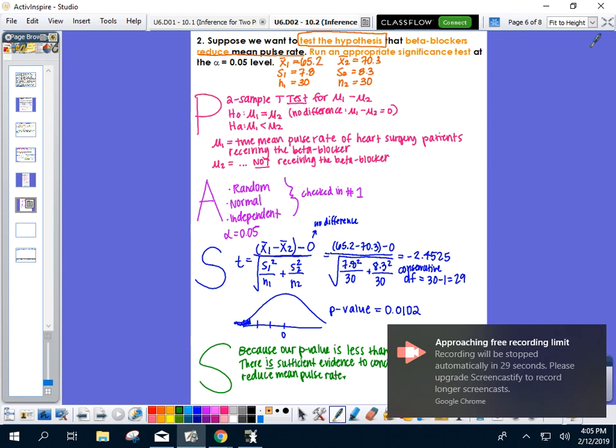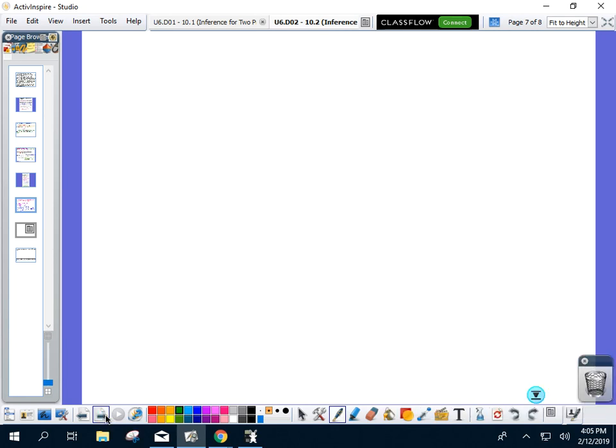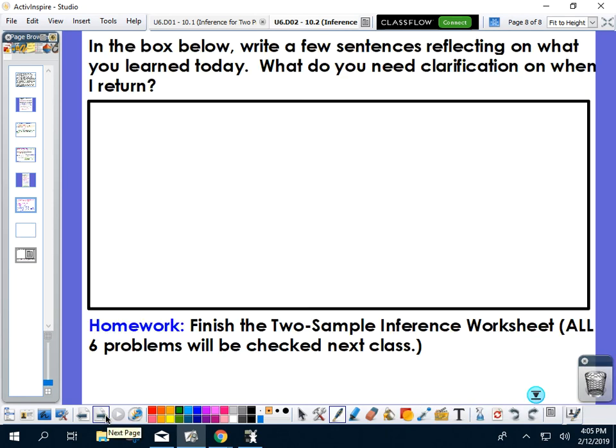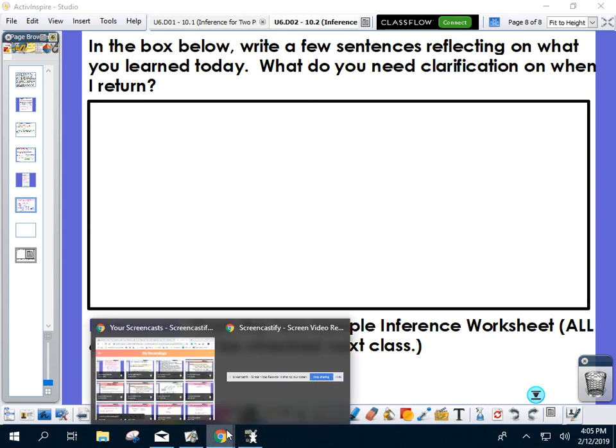What you're going to do next is decide in this box on your paper if anything was confusing or if you need help with anything. Write it here, turn this in to Colonel Wind, and I can address it when I get back. Your homework is to finish the 2 sample inference worksheet. I'll check it on Wednesday the 20th. Email me if you have questions.